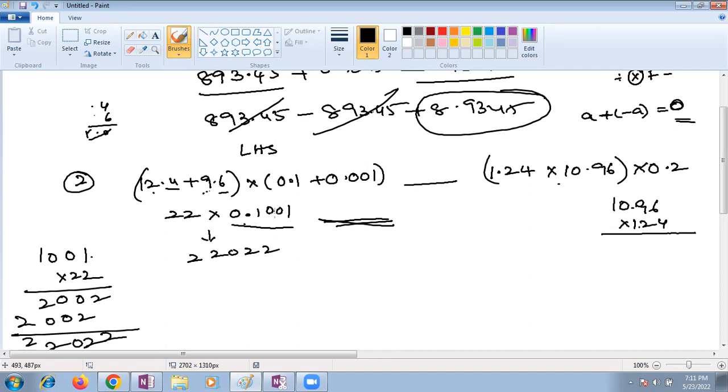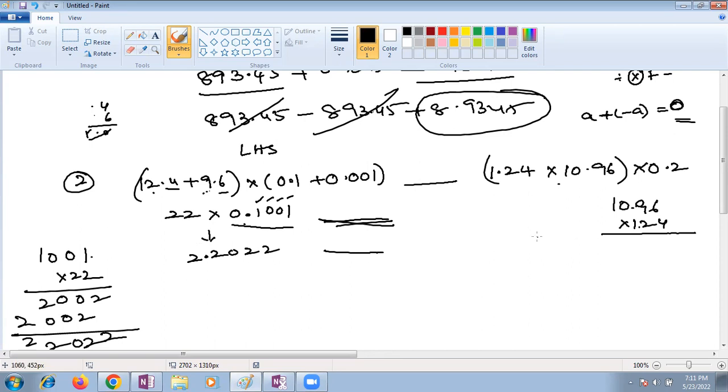Where the decimal place is supposed to be kept is very important. There are four decimal places in your question. So you will get 2.2022. Very good. This is the answer, not 13.